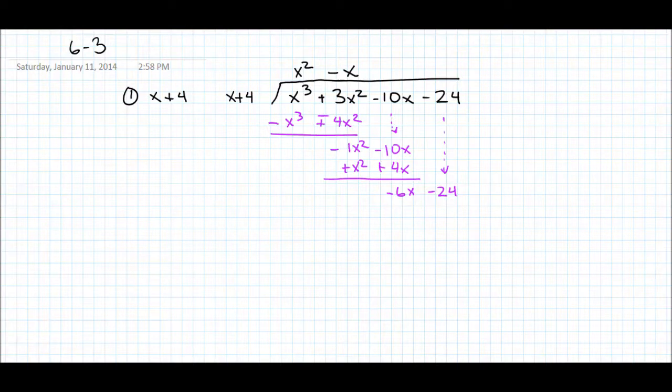So to get x to be a negative 6x, we have to multiply it by negative 6. So when we do that, negative 6 times x is negative 6x, and negative 6 times 4 is negative 24. Change the signs, and we get a 0. So for number 1, yes, it's a factor.